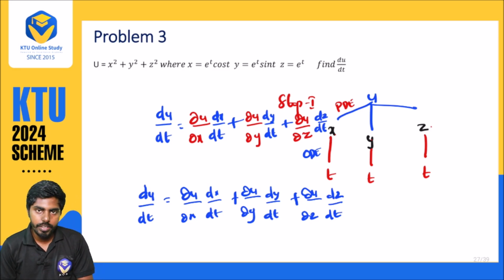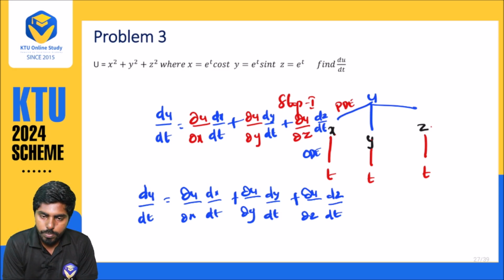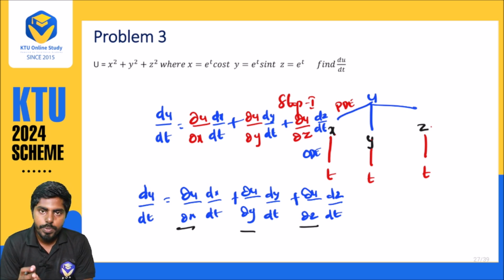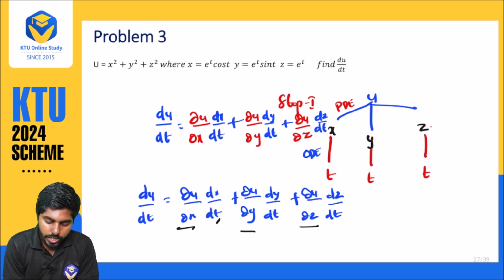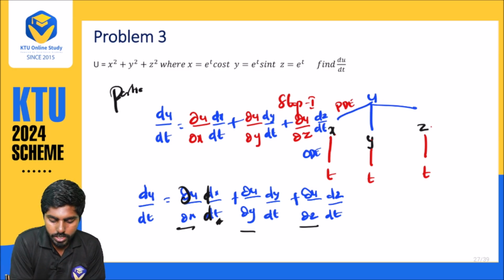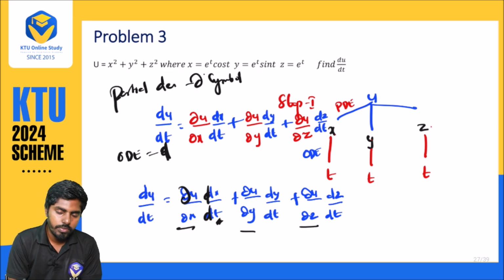Now we just want to find the values. The very important thing is the chain. Because u depends upon 3 variables x, y, z, we use partial derivatives, and x depends upon a single variable, so we use ordinary derivatives. Partial derivative means the dou symbol, and ordinary derivative means the simple d. This is the difference between the two.